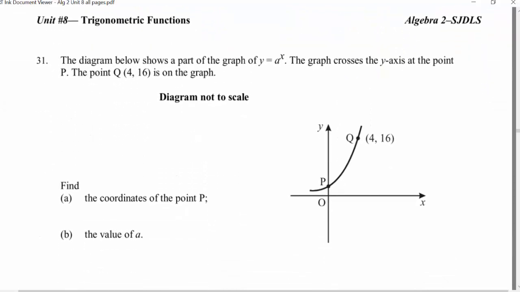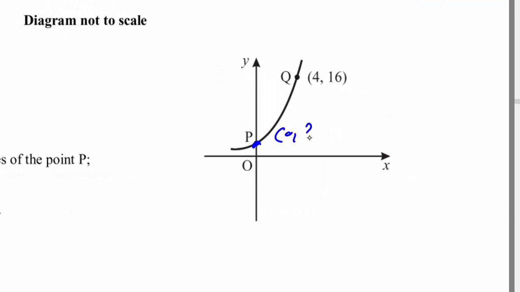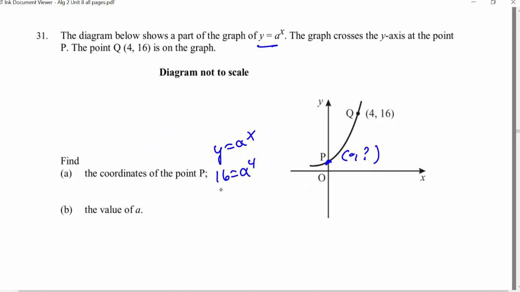Okay, good little review problem. The coordinates of the point P are 0, something. The function is y equals a to the x. And if you put in 4, you get 16. So a to the 4th equals 16. You want the coordinates of P.